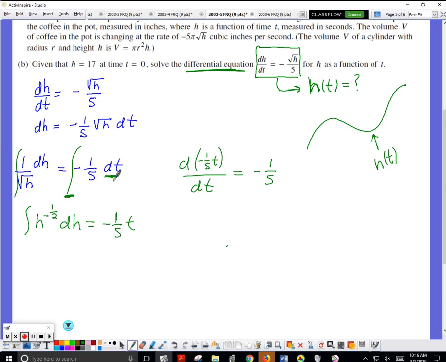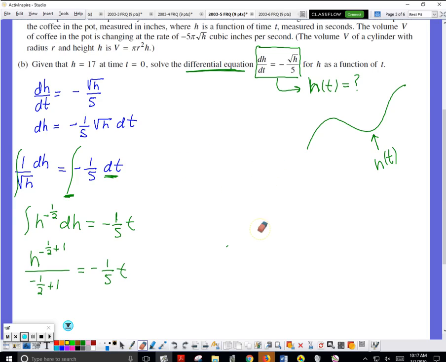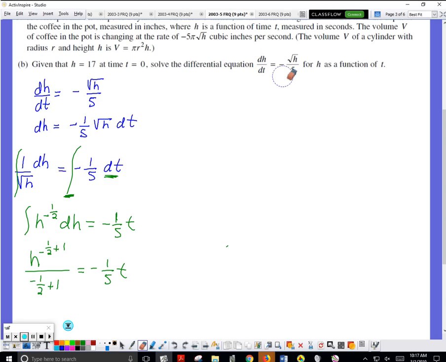So now I need this antiderivative. That's going to be h to the negative 1/2 plus 1, divided by negative 1/2 plus 1, equals negative 1/5 t. Questions? Cool. So let's get rid of this. We can get rid of this. Did I answer your question, Maya?